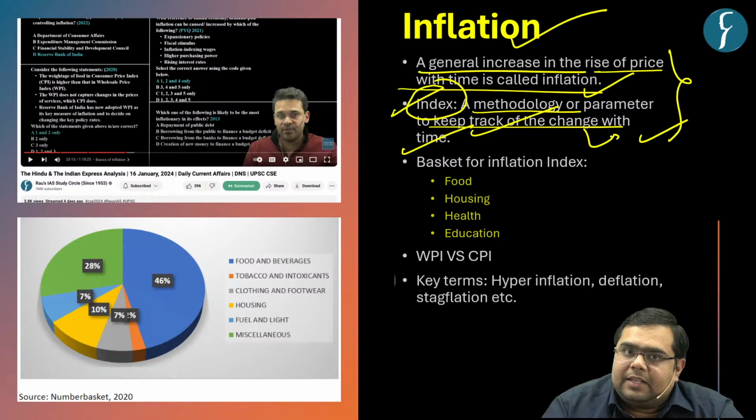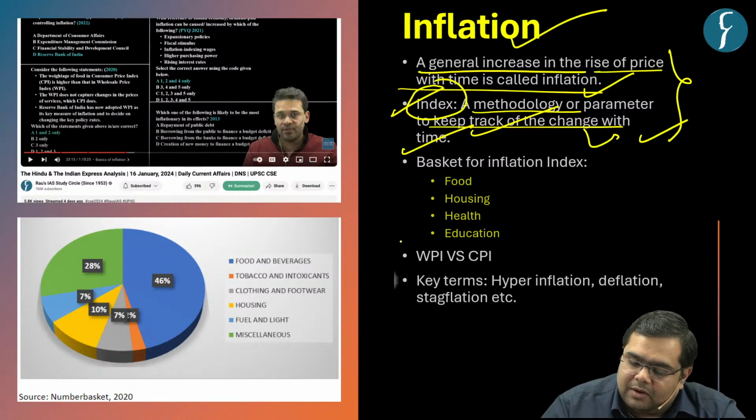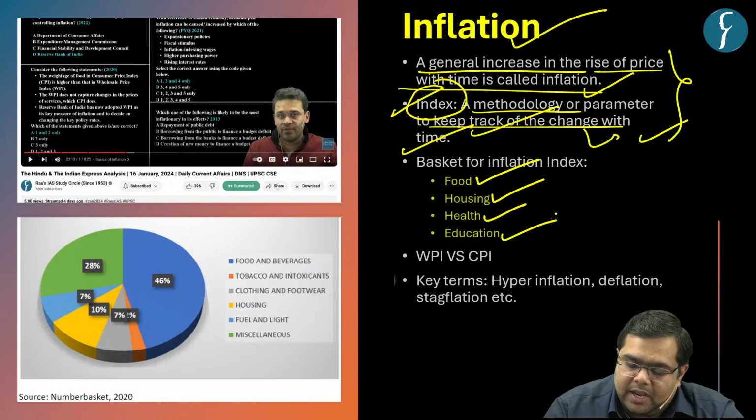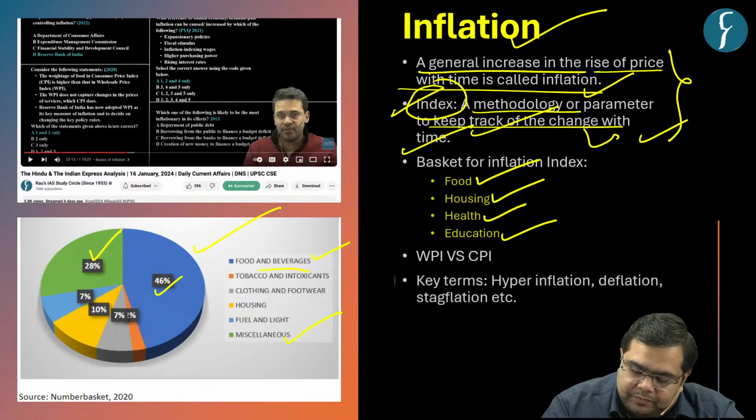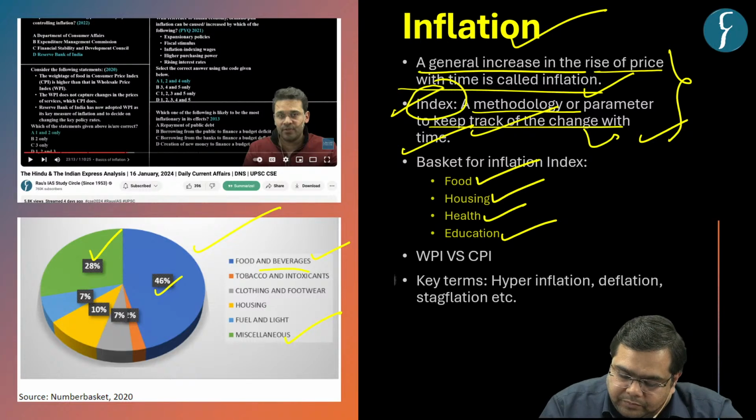A general increase in the price of that basket of products is an indicator of inflation. For example, our index includes food, housing, health, and education. As you can see in this bar graph, food and beverages constitute the largest share, 46% of the inflation index basket. The second highest is contributed by miscellaneous things purchased by individuals. The third is housing, fuel and light.